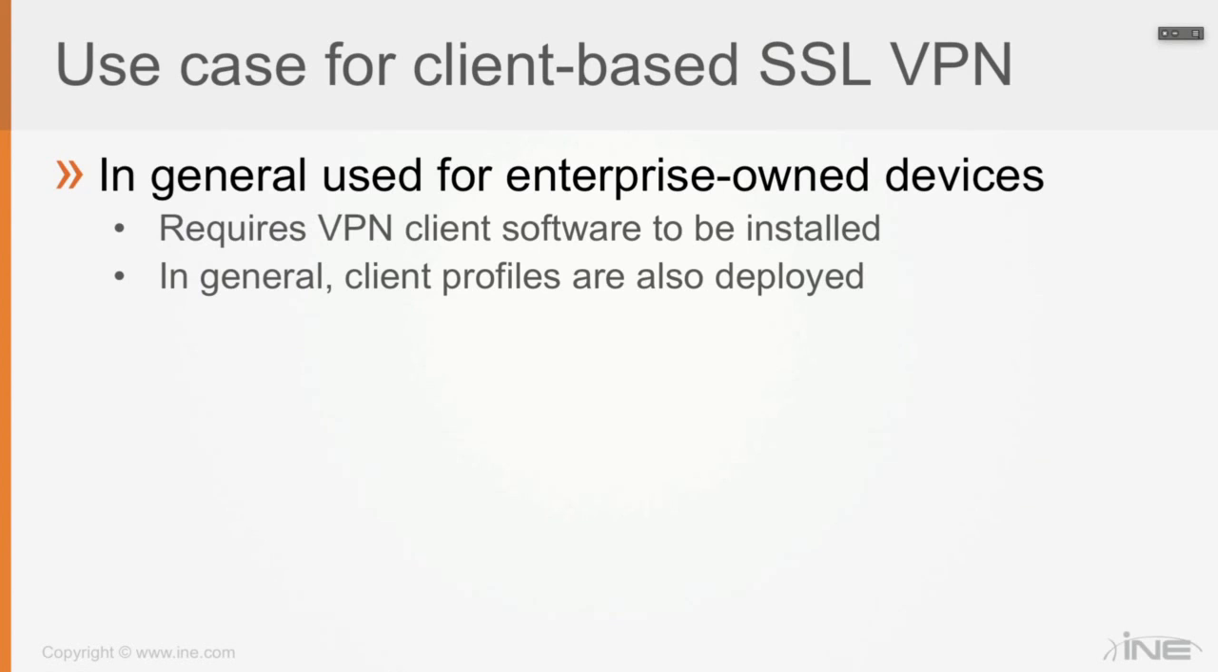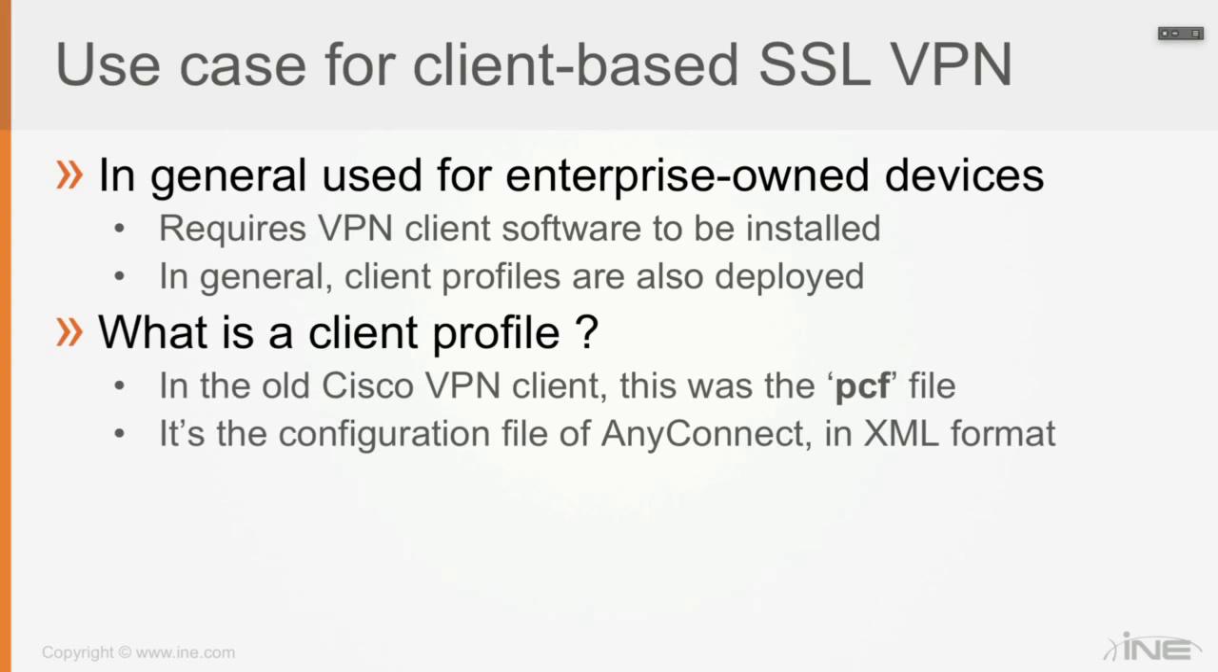Also, once the VPN client software is installed, in general, client profiles are also deployed. So what is a client profile? Like in the old Cisco VPN client, which was used to fire up IPsec remote access sessions, this was the PCF file. It's nothing else but the configuration of the VPN client software, which tells the VPN client software how to run the SSL VPN tunnel, where to connect, which certificates to use if you use certificate-based authentication, and which username and passwords to use. So it's a configuration of the AnyConnect VPN client software, nothing else. But with AnyConnect, the client profile is going to be in an XML format.